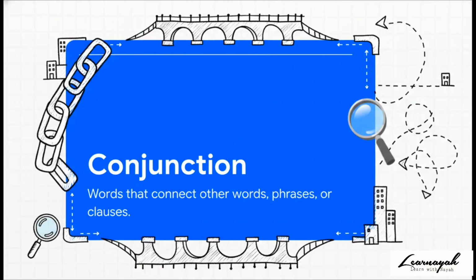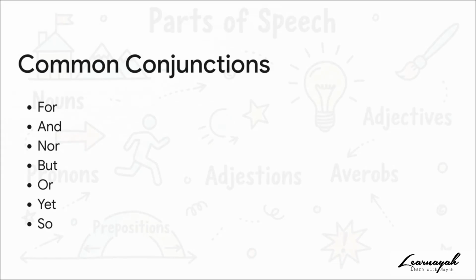Okay, our final bridge-building tool, the conjunction. These are the ultimate connectors. They link words, phrases, or even entire sentences together, letting you build these huge, sprawling architectural wonders with your words. And a super helpful way to remember the most common ones is the acronym FANBOYS. For, and, nor, but, or, yet, so. These are the gateways that let you connect one idea seamlessly to the next.